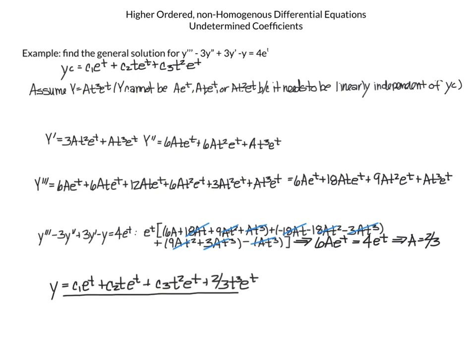Finally, I have my general solution. I have my general solution to the homogeneous equation, c1 e to the t plus c2 t e to the t plus c3 t squared e to the t, plus my particular solution, which is 2/3 t cubed e to the t.